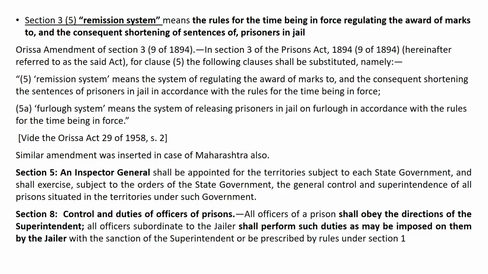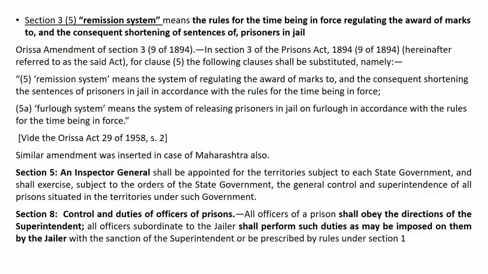Another section that you have to take notice of is section 5, which talks about the Inspector General of Prisons. The provision says an Inspector General shall be appointed in territories subject to a state government and shall exercise, subject to the orders of the state government, the general control and superintendence over prison administration. That means the Inspector General is the controlling authority for prisons in every state, and that is what is outlined in the 1894 Act.